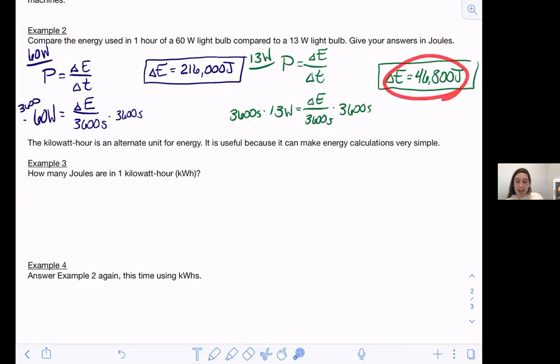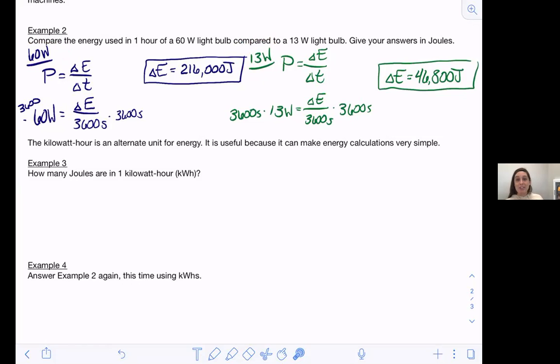Okay. And again, we probably didn't need to do this calculation if we just looked at the power rating of the two light bulbs. Because already we see that that 13-watt light bulb has a much, much smaller power rating than the 60-watt light bulb. So this is an indicator to us that it should use less energy per time and be the overall cheaper option to power.